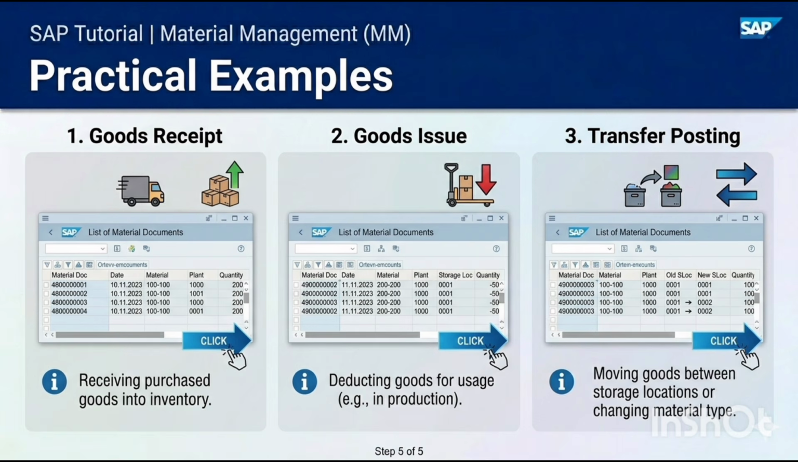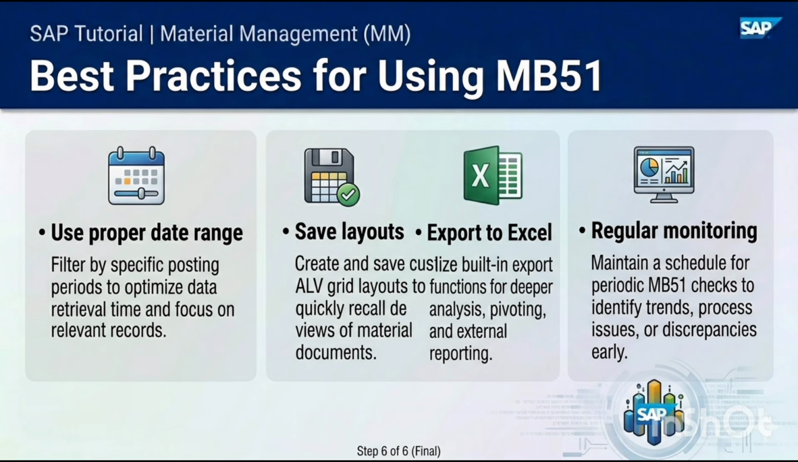Then we have goods issue to production order. That is movement type 261. This is one of the most commonly and repetitively used material movement types within a plant. This is the deduction of goods for usage like production. Here again you have the material document number, date, plant, quantity and storage location. And the third is transfer posting. Stock transfer from one production line to another production line, one plant to another plant. So moving goods between storage locations or changing material type comes under transfer posting. You can use MB51 to verify all these movements and cross-check with physical stock.